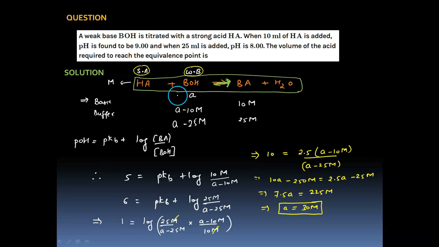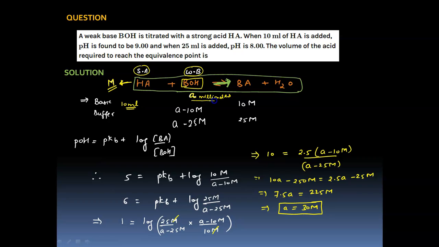So let us claim that the molarity of HA that we are putting from the burette is M, and the number of millimoles of base initially present is A. M is the molarity of the acid and A is the number of millimoles of the base. After we add 10 ml of HA, the reaction is going to go in the forward direction.